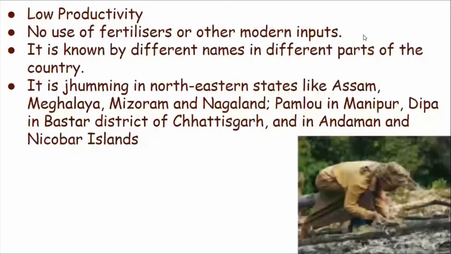Now, the productivity is low in this type of farming, and they will not use any fertilizers or other modern inputs. It is known by different names in different parts of the country. So you have to remember one name, that is Jhumming. It is called Jhumming in northeastern states like Assam, Meghalaya, Mizoram, Nagaland, Ponlo in Manipur, Dippa in Bastar district of Chhattisgarh, and Andaman and Nicobar Islands.